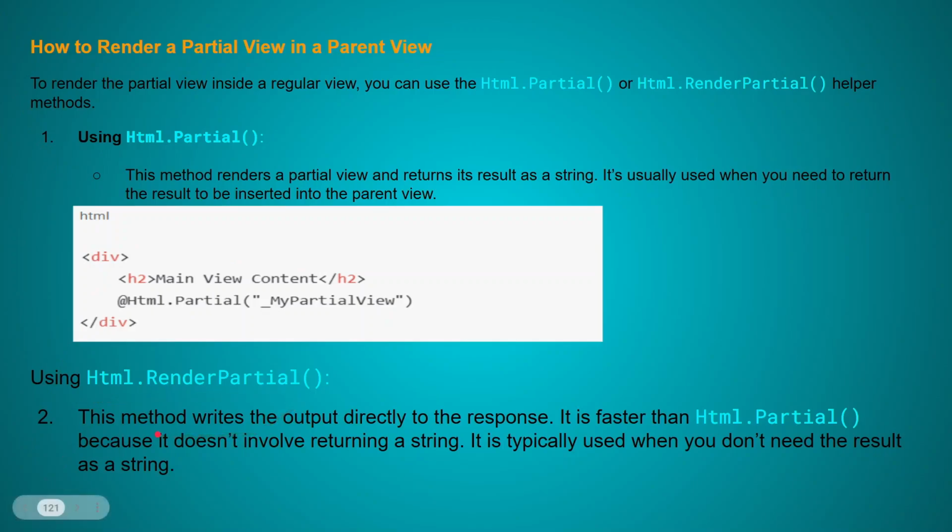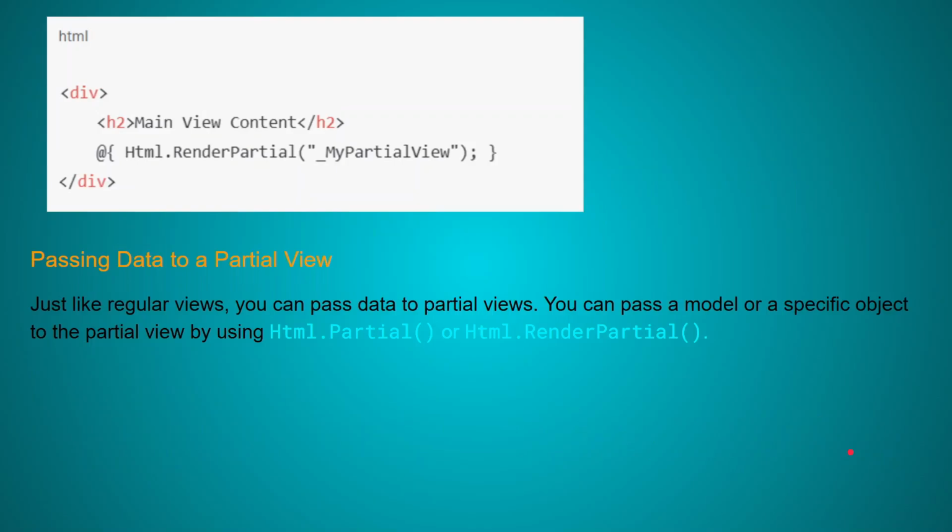Now Html.RenderPartial. This method writes the output directly to the response. It is faster than Html.Partial because it does not involve returning a string. It is typically used when you don't need the result as a string. So look at here the example: a div, and we have an h2 header, and we are directly writing it with open curly bracket and close curly bracket. Inside Html.RenderPartial, again we have to give that partial view name.